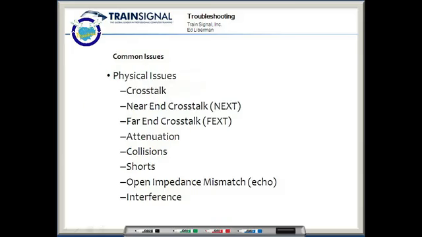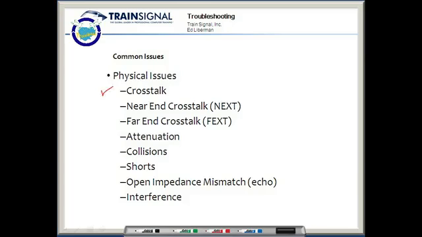Alright, so now that we know how to troubleshoot, let's talk about some of our common connectivity issues. And first we're going to take a look at some physical issues related to cabling. Now the first one I have listed here is actually kind of, well, it's listed as a three-part issue. It's crosstalk.